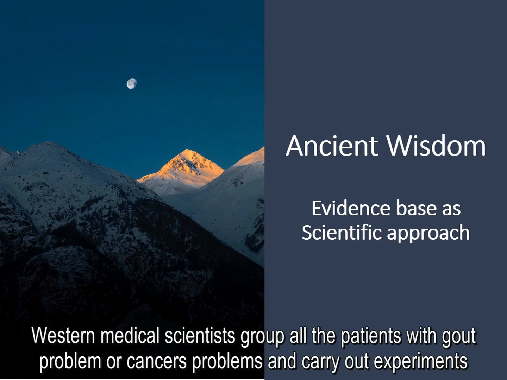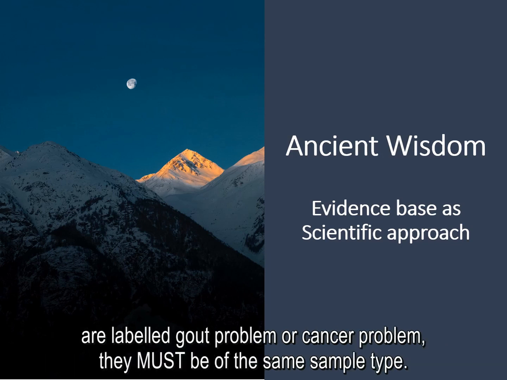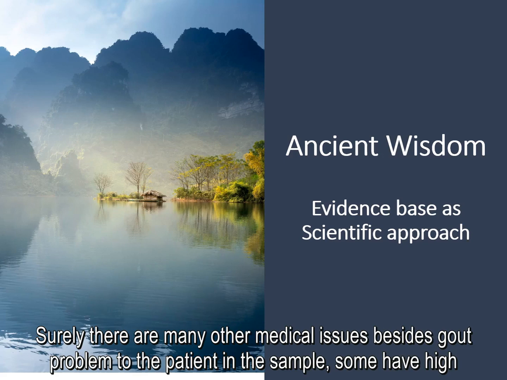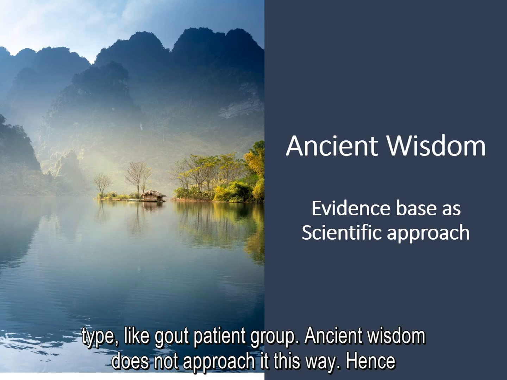Western medical scientists group all the patients with gout problems or cancer problems and carry out experiments with different drugs to test the effectiveness of the treatment. These scientists assume that since these patients are labeled gout problem or cancer problem, they must be of the same sample type. Surely, there are many other medical issues besides gout problems to the patients in the sample. Some with high blood pressure, another cancer or Parkinson. They are not the same. They cannot belong to the same sample type like gout patient group.